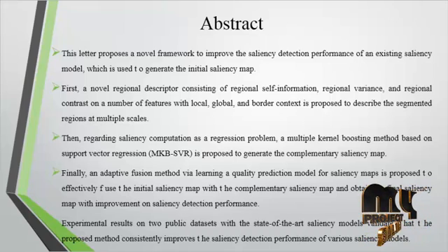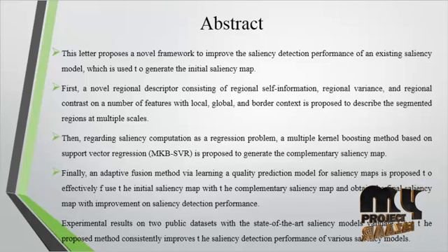First, a novel regional descriptor consisting of regional self-information, regional variance, and regional contrast on a number of features with local, global, and border context is proposed to describe the segmentation region at multiple scales. Then, regarding the saliency map computation as a regression problem, a multiple kernel boosting method based on support vector regression, known as MKB-SVR, is proposed to generate the complementary saliency map.